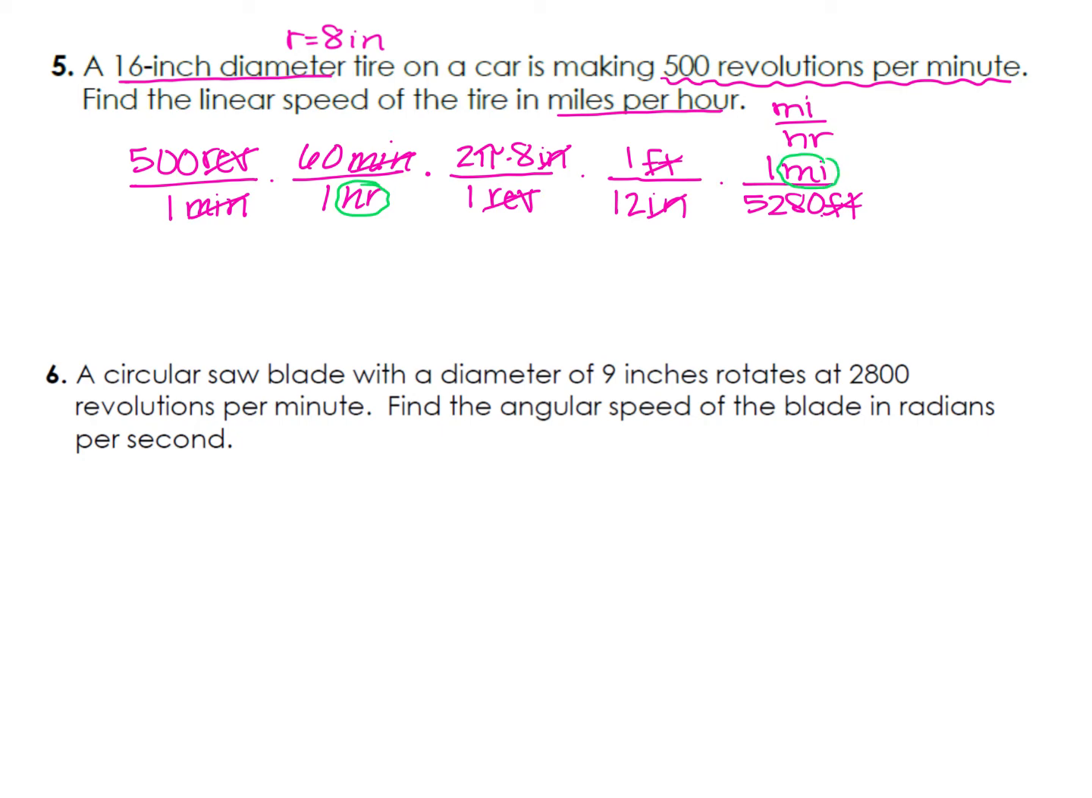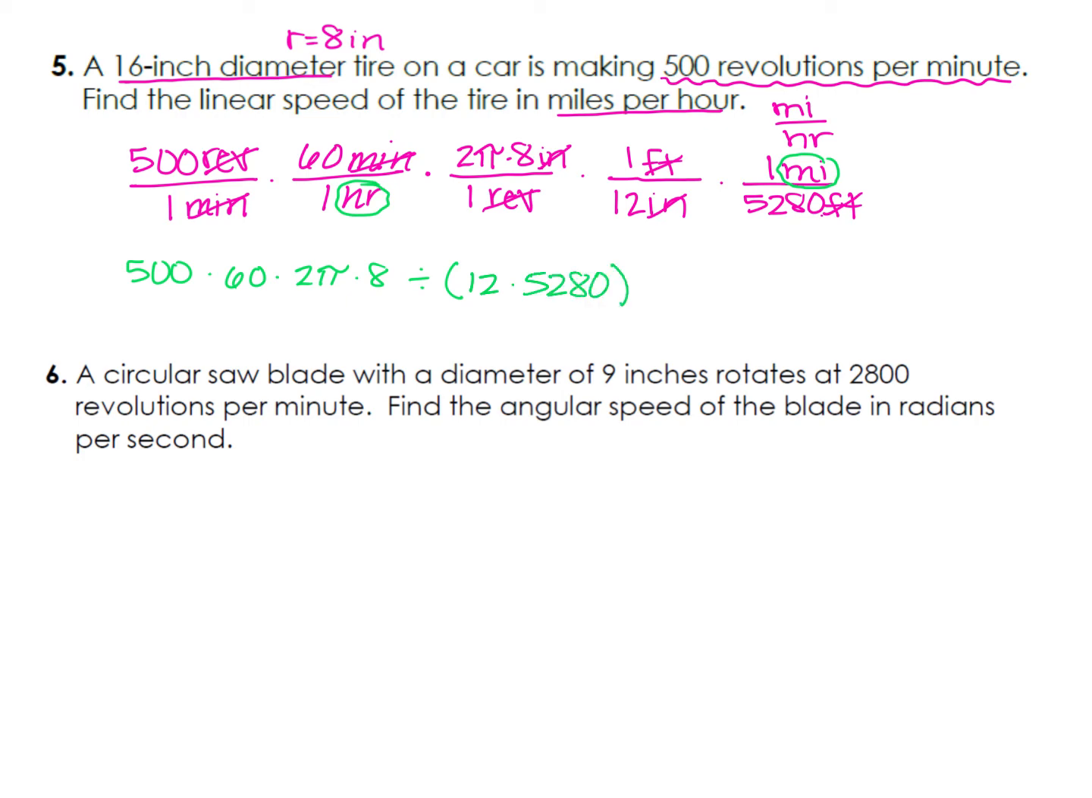The big thing here is just making sure you're going to type that in your calculator correctly. So if we're multiplying everything on the numerator, 500 times 60 times 2 pi times 8 divided by, I need to divide by both the 12 and the 5,280. So either I have to hit divided by 12 and then divided by 5,280 again, or I could divide by, in parentheses, 12 times 5,280.